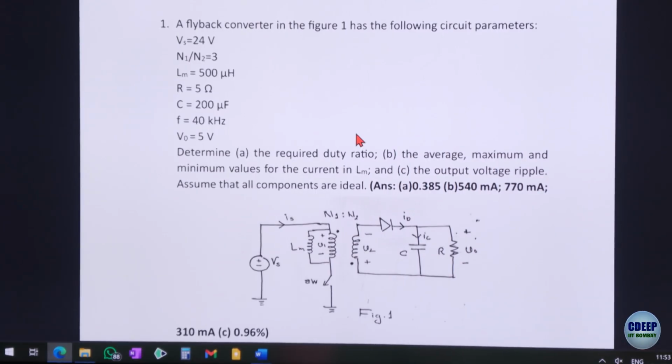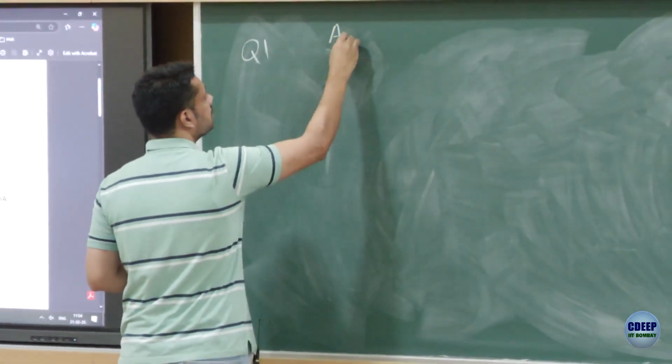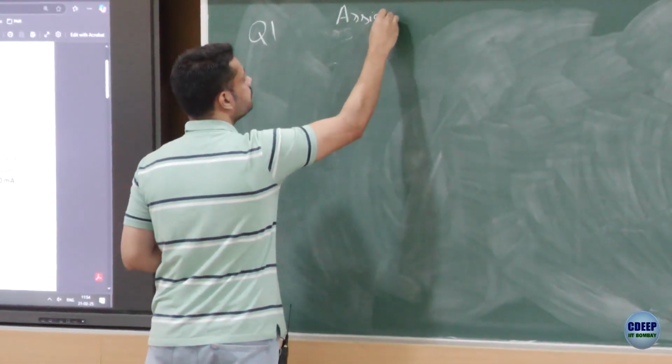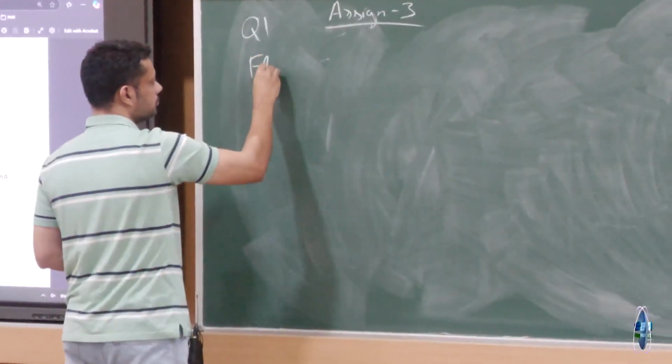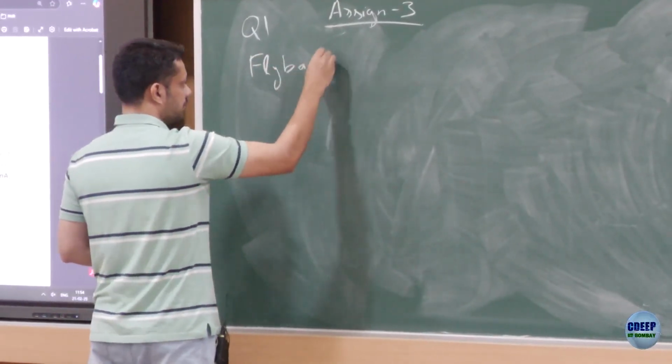Go ahead. Try to check if it's CCM or not. You just have to apply the same principle which we did for the buck converter to this new circuit. How did we check CCM there? And then how do you extrapolate it and apply it to the flyback circuit? So this is question 1 of assignment 3. Flyback.